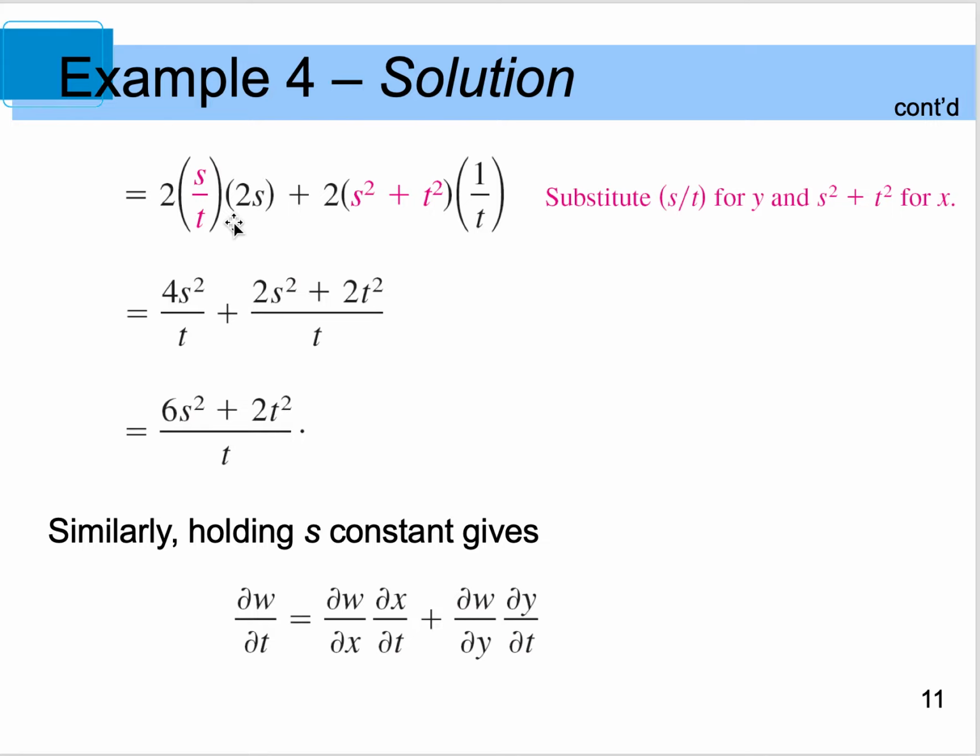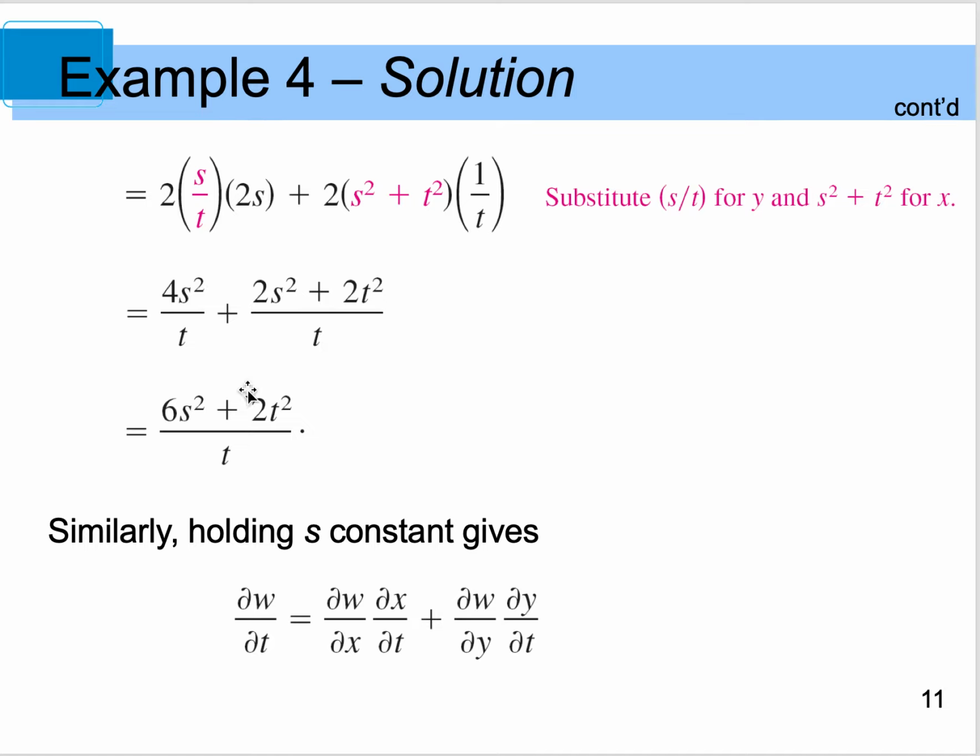So now it's a little bit uglier to look at. And then I'm going to algebraically simplify. So s times s is s squared. 2 times 2 is 4. And then I still have the t at the bottom. Here I'm going to have 2 times s squared plus t squared, which would be 2s squared plus 2t squared, because I'm going to distribute the 2 through. And I can do 1 over t is the same as dividing by t. If I do that, they have a common denominator, so I can combine the 4s squared and the 2s squared into 6s squared.